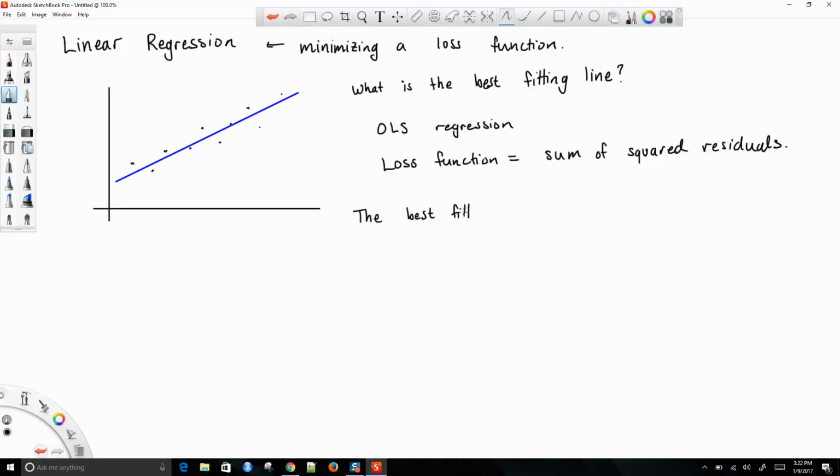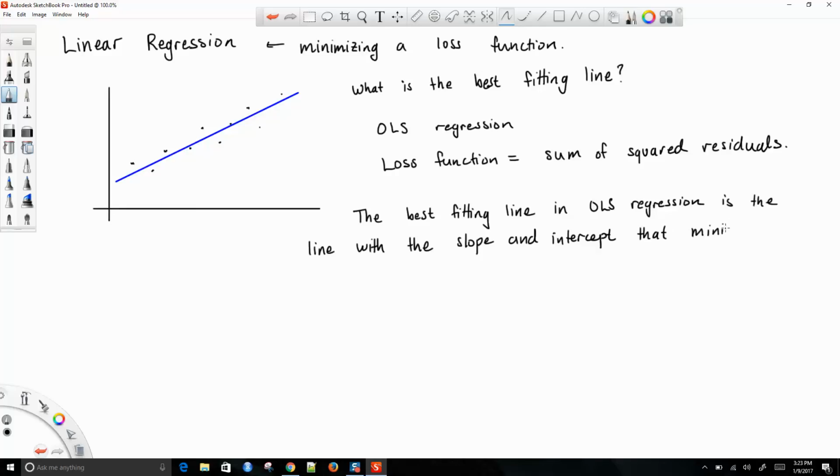So we say the best fitting line in OLS regression is the line with the slope and intercept that minimizes the sum of squared residuals. Okay, and I'm hoping this is very familiar to you guys already. Yeah?